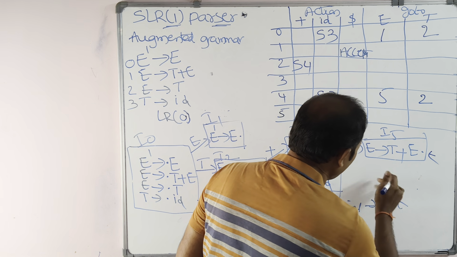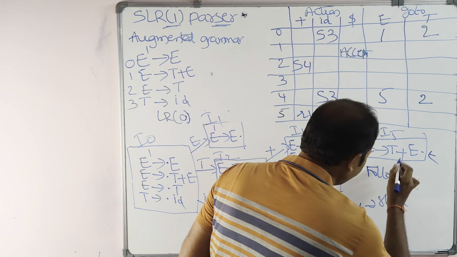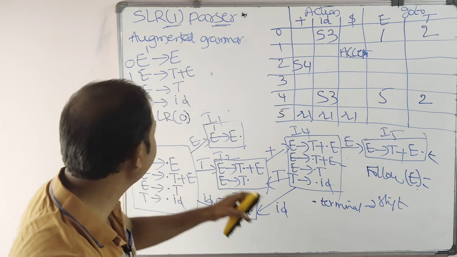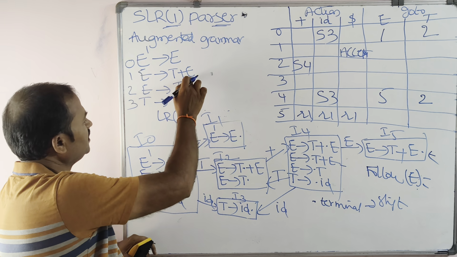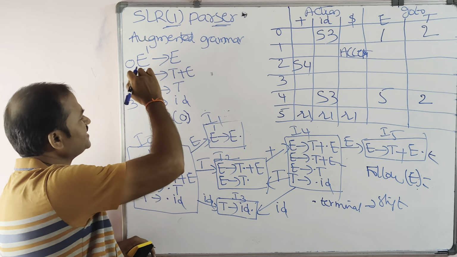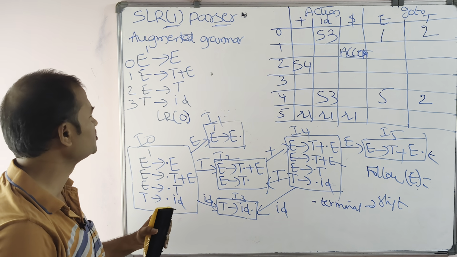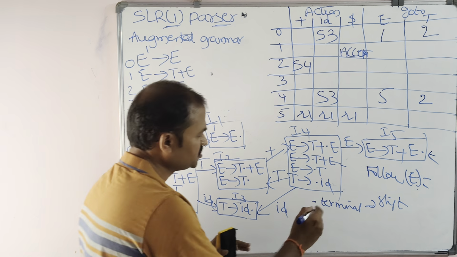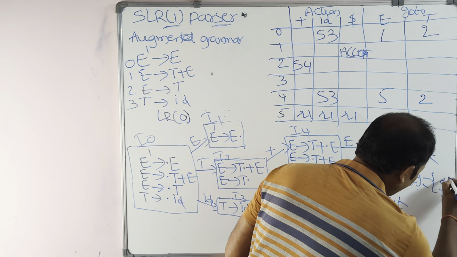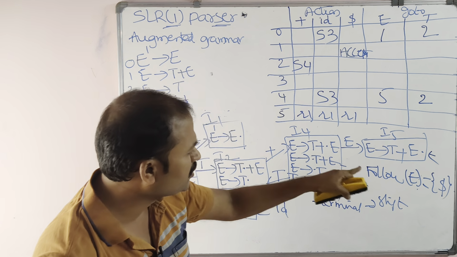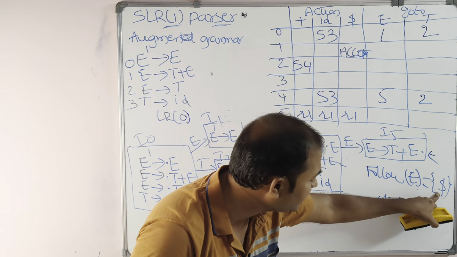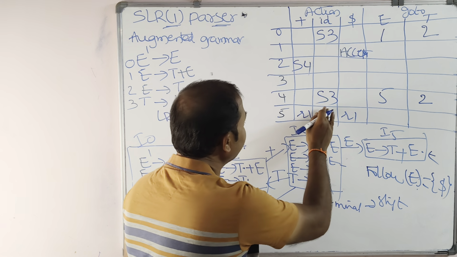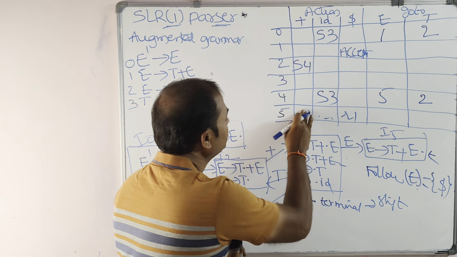So let us calculate follow here. What is the left hand side non-terminal? E. So follow of E means, let's check where E is in the right hand side. Here we have E. So follow of E is nothing but follow of E only. This is the additional production, so there is no need to calculate follow. This is the starting symbol, and for the starting symbol, follow is dollar. So now we write R1 only in the fifth row dollar cell. There is no need to write R1 in all the cells.